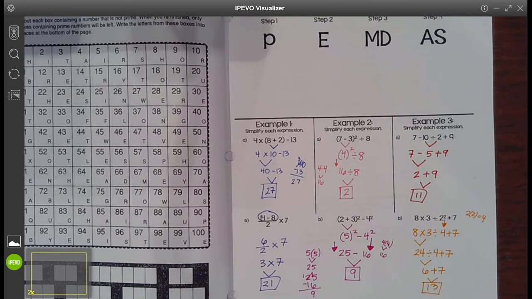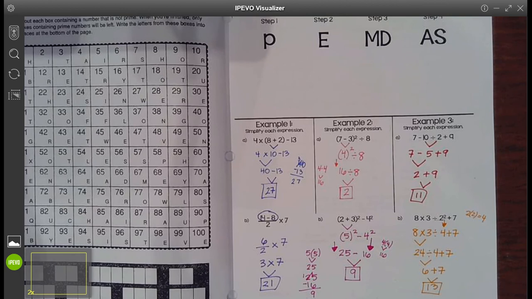If you got all those right, if you were pausing the video and then unpausing it and checking yourself and you got them all right, congratulations, you have now mastered the order of operations.